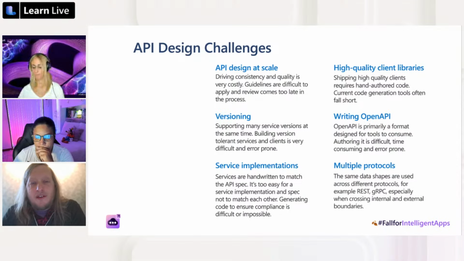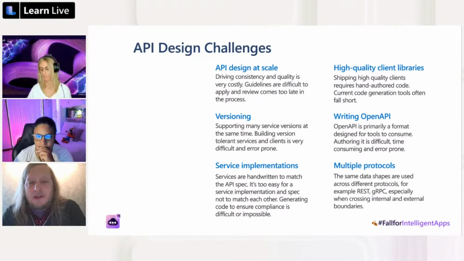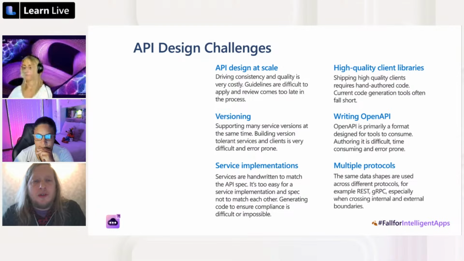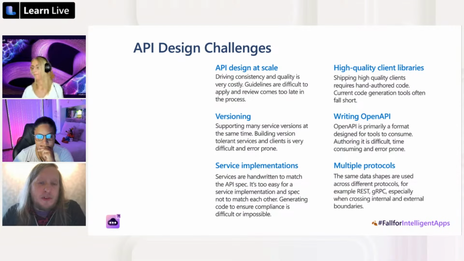Likewise, as your API evolves over time, versioning becomes very difficult. A lot of services have contracts with their users that they can't break, but they still want to evolve those APIs, and doing this is often a challenge. Service implementations are part of this challenge as well. If you're handwriting your service, it's really easy for your service not to sync up with your API spec. And that creates a lot of confusion, and in some cases, some really bad bugs for users.